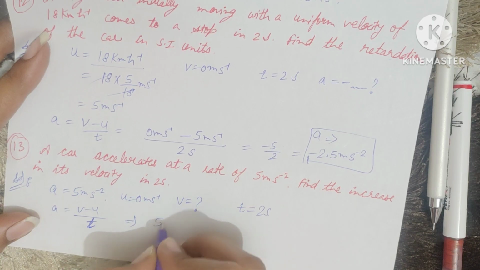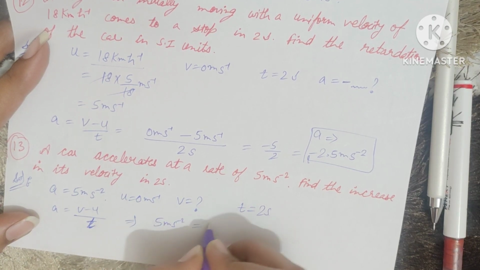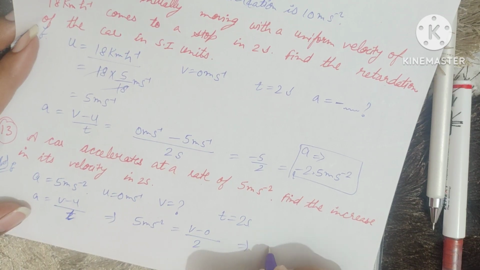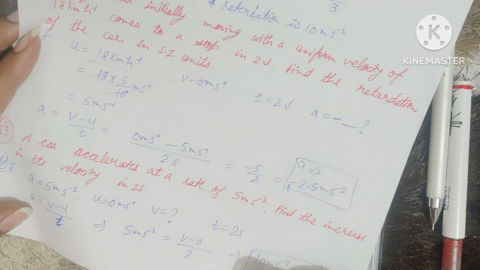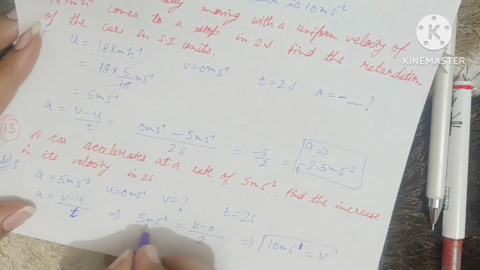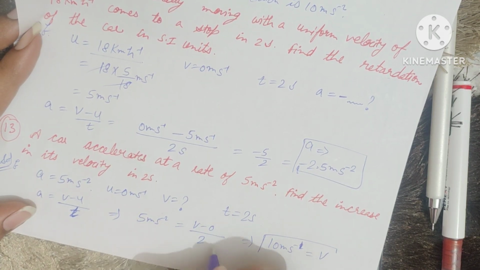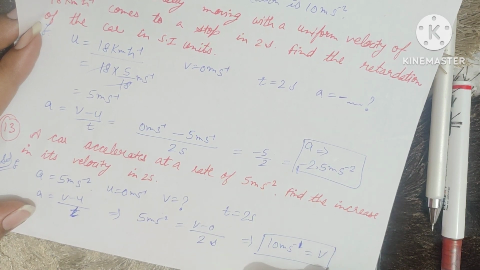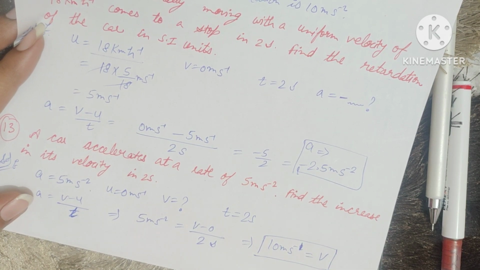that is, 5 meter per second square is equal to (v minus 0) by 2, or 10 meter per second square is equal to v. So this is, it's per second now here, because this is also in seconds. So v is equal to 10 meter per second, is your answer.